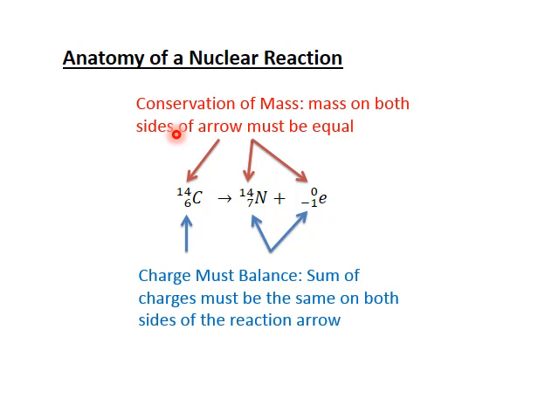The lower proton count or charge count needs to add up as well. So I've got 6 positive charges on the reactant side, and on the product side I've got 7 positive charges and 1 negative charge, which add up to a total of 6. So as long as my mass and charge balance, I should have a good nuclear reaction.